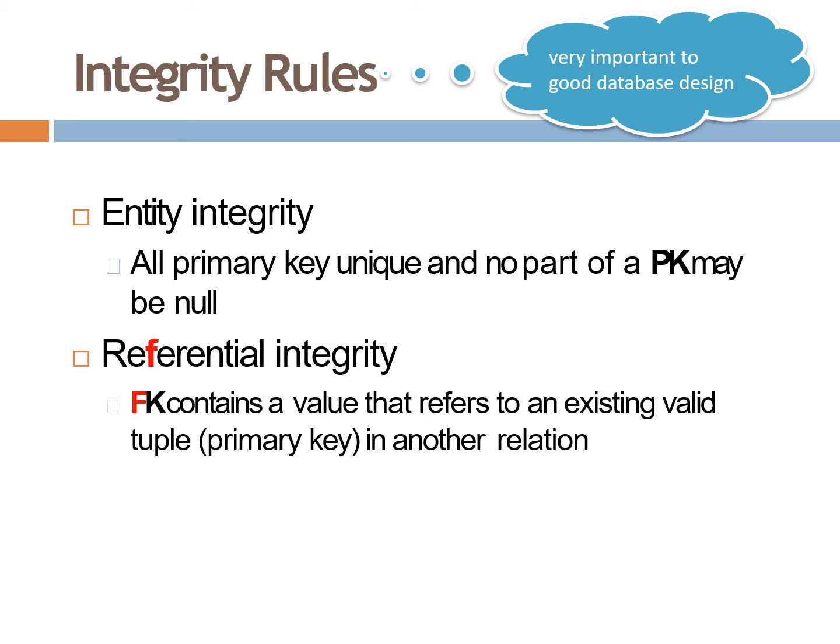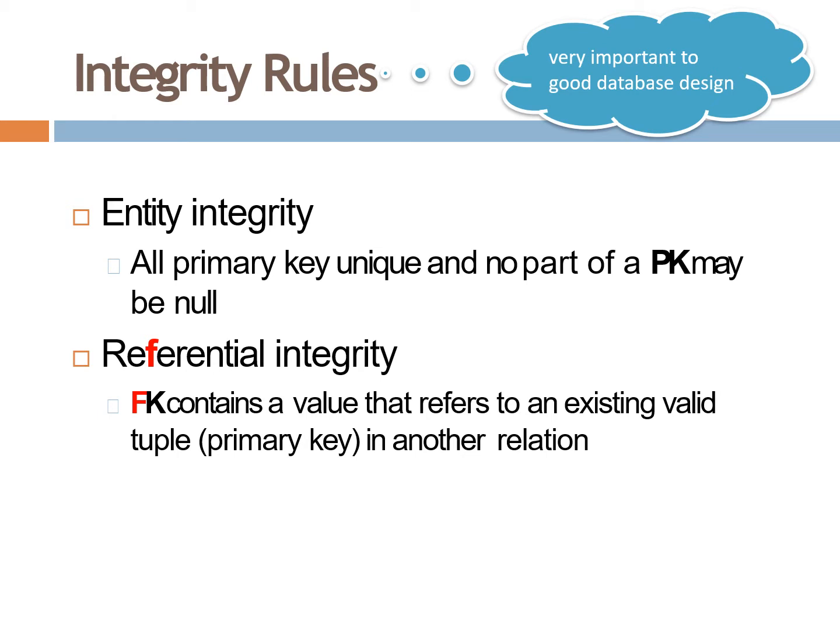So what does it say apart from that? Entity integrity, the first one, relates to primary key. The second one, it must be unique, meaning that there's no duplication. And then the PK cannot have a null value, meaning there must be a value.